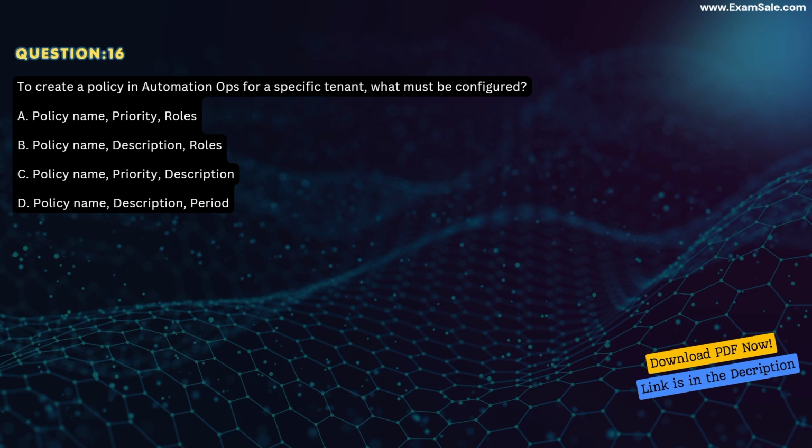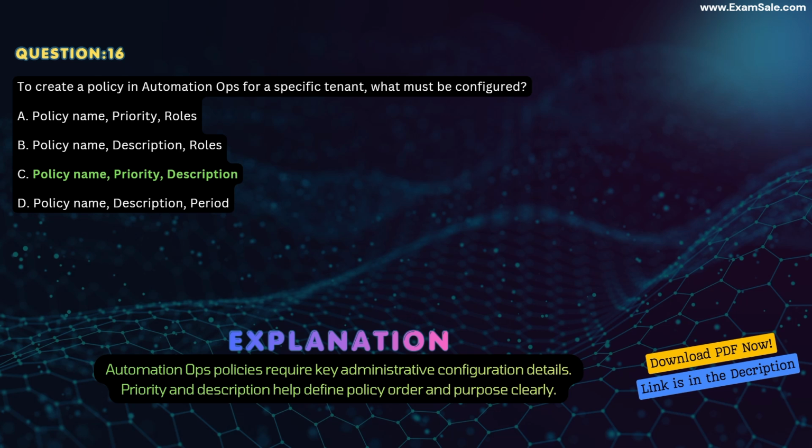Correct answer: C. Policy name, priority, description. Explanation: Automation ops policies require key administrative configuration details. Priority and description help define policy order and purpose clearly.